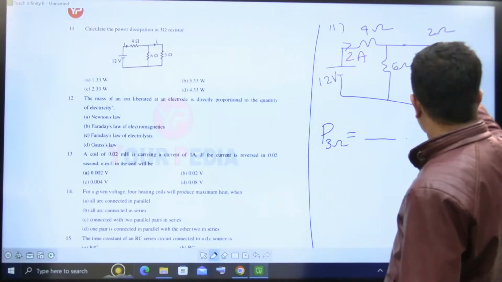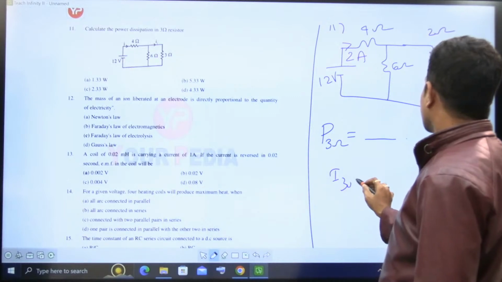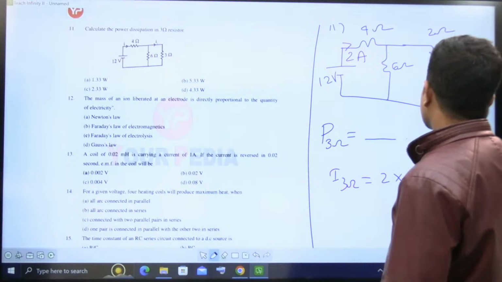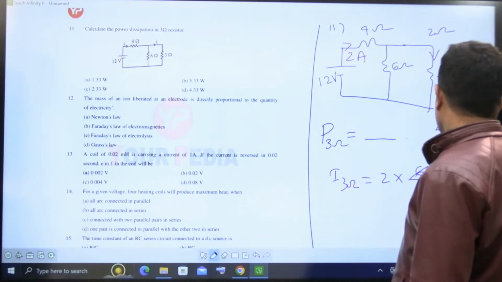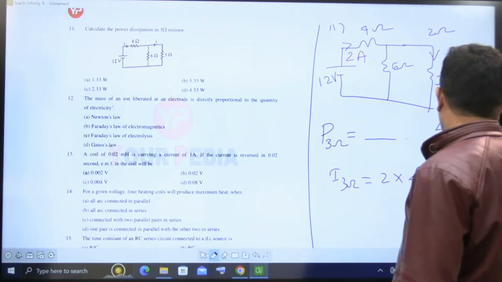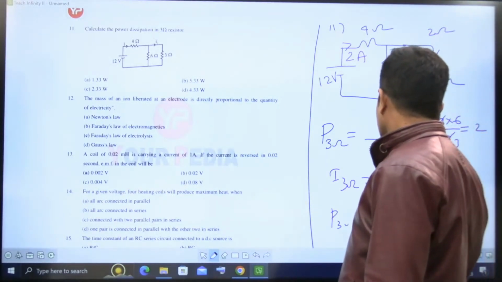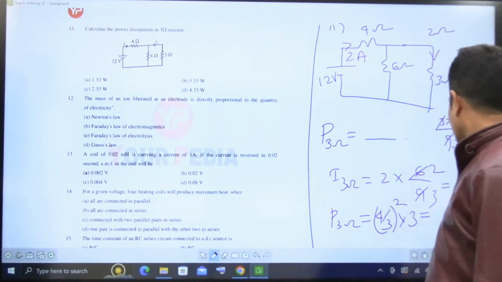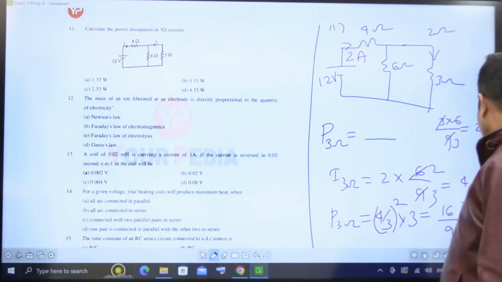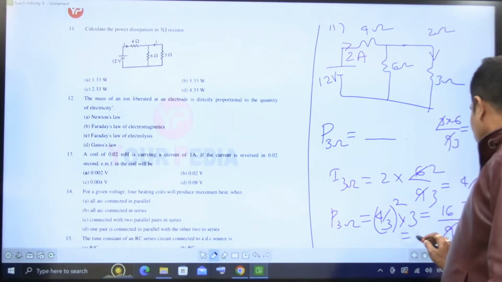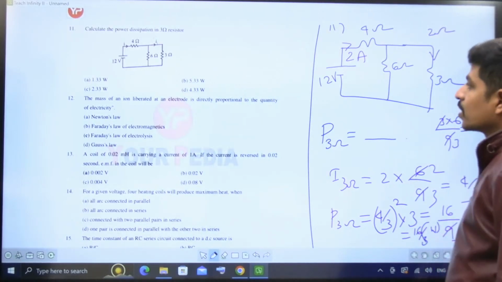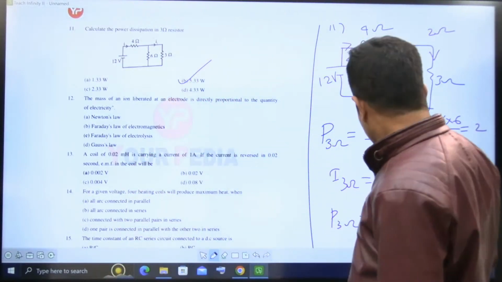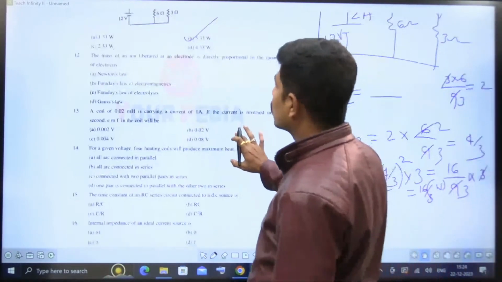If this is 2 amperes, I want to know this current. Current through 3 ohm is equal to 2 into, applying current division, total current into opposite resistance by total resistance 9. So 3 twos are 6, by 9, it is 4 by 3. So power in 3 ohms is equal to I square R, 4 by 3 whole square into 3 ohms. So 16 by 9 into 3, it is 16 by 3 watts, which is nothing but 5.33.